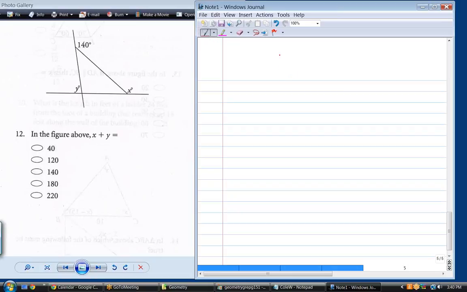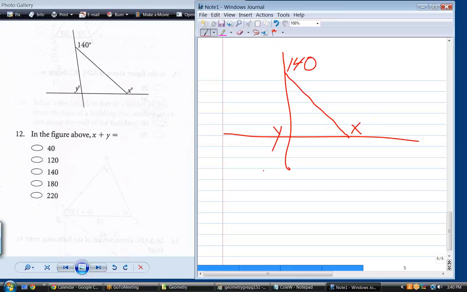Now, this is a little more difficult to come up with the equation. Let's experiment. What can we figure out about this thing? It's going to be larger than 180. Well, can we figure out any of the angles? Yeah, we can figure out this one right here. What's that angle? 40. Okay.